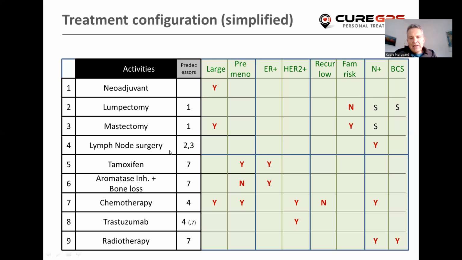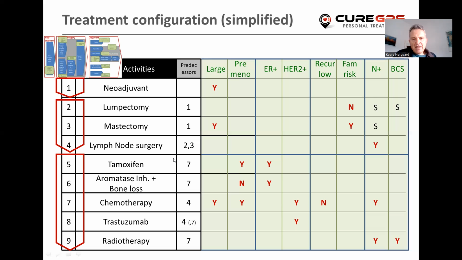Then comes all the subsequent phase, the so-called adjuvant phase, as you see in the diagram here, which contains tamoxifen if she is premenopausal and ER positive, the tumor is ER positive. Whereas she would have aromatase inhibitors followed by bone loss treatment if she's not premenopausal and ER positive. So either of those two if she's ER positive.